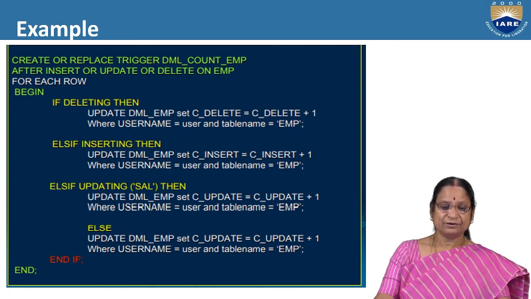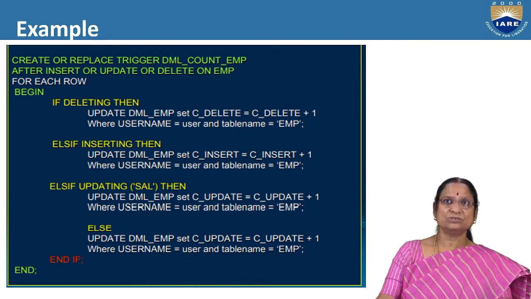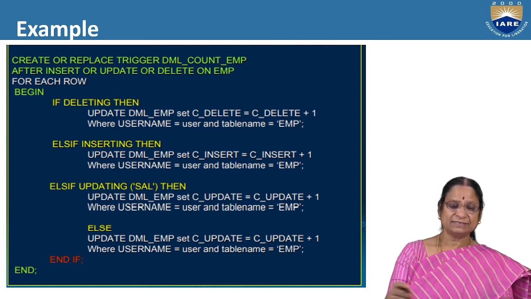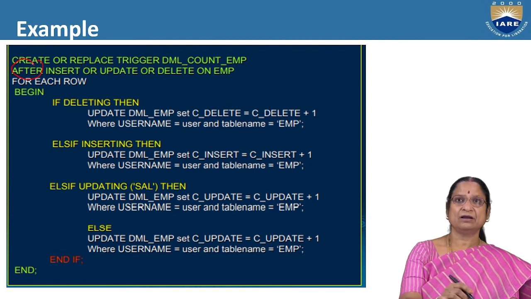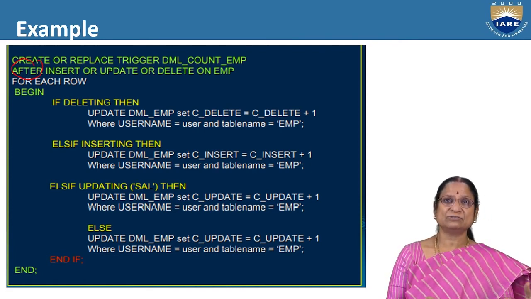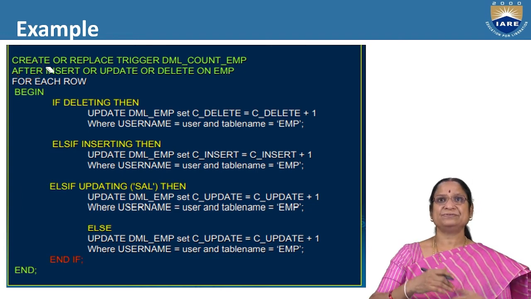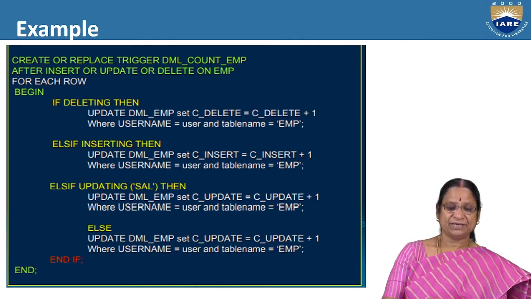So this is the trigger. The first statement is CREATE OR REPLACE TRIGGER. I am using DML_COUNT_EMP as the trigger name. What is the timing? We are using AFTER INSERT OR UPDATE OR DELETE. On any of these operations on the EMP table, this trigger has to be fired, and FOR EACH ROW.